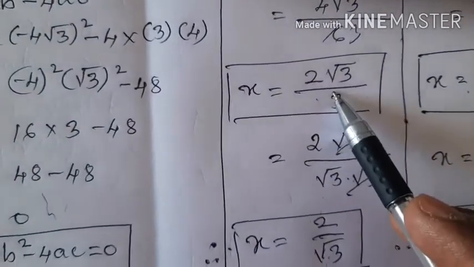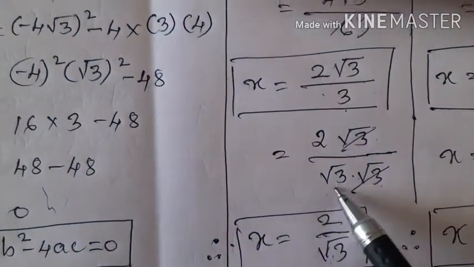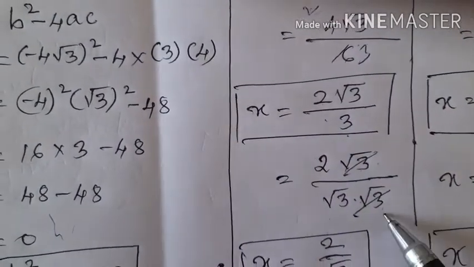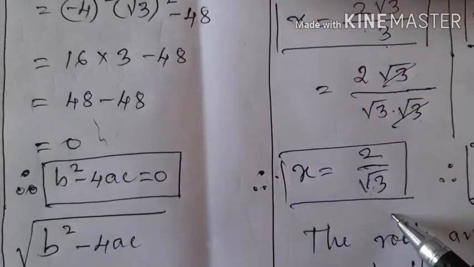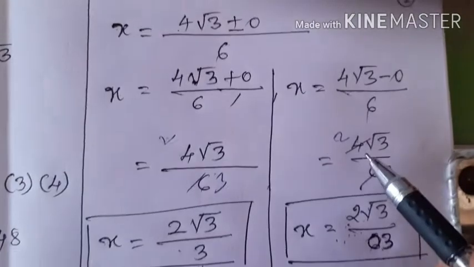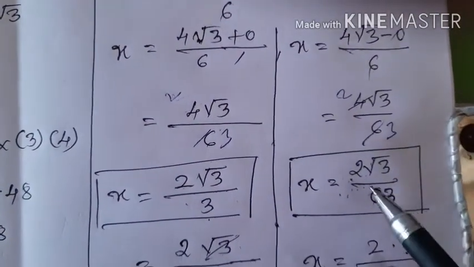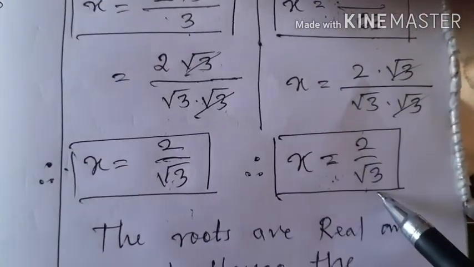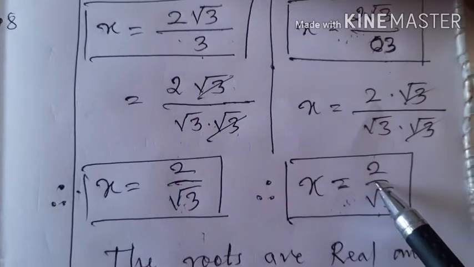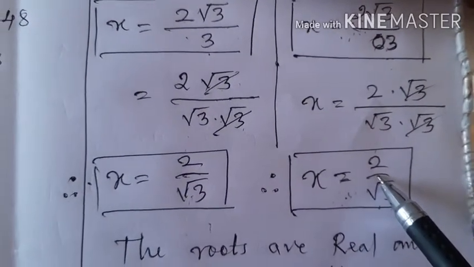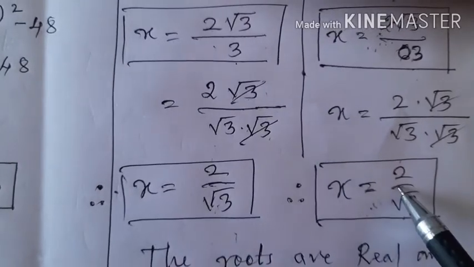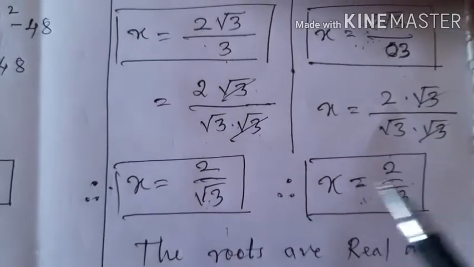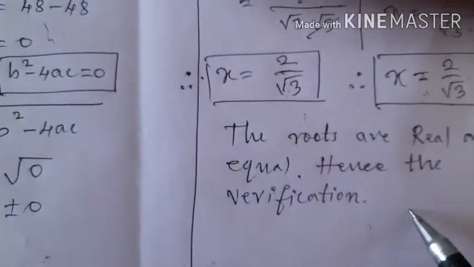Here 2√3 over 3, and this 3 can be written as √3 × √3, because √3 × √3 is √3 squared, which is nothing but 3. Here √3 and √3 get cancelled, and 2 / √3 remains. Similarly, if the other root 2√3 / 3 is taken, after the simplification it will also come as the same value. Now look at both the roots. Both the roots are real numbers, that's why real roots, and both the roots are equal in value, that is why equal roots. Hence the verification.